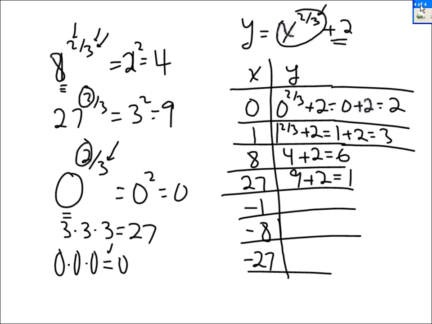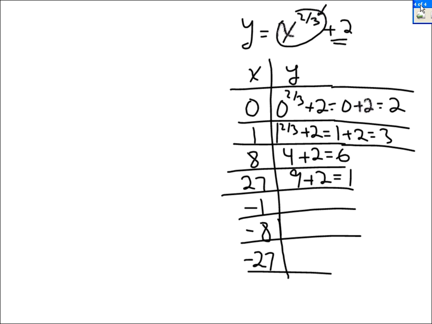-1. What times itself 3 times gives you -1? What number, if any, when you multiply it by itself 3 times, gives you -1? The answer is -1. -1 times -1 is 1, and 1 times -1 is -1, which is what I just wrote.